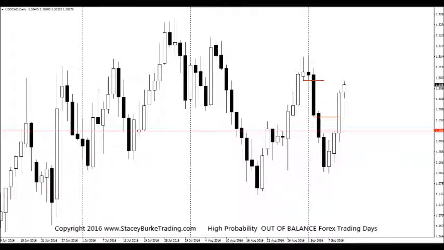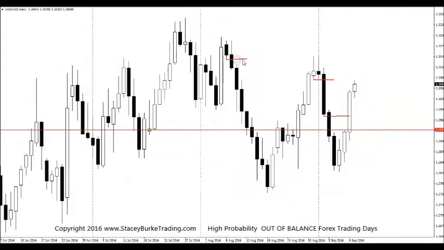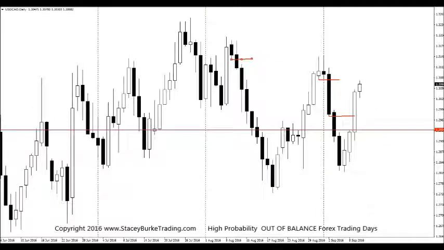But again, if you follow this through, you can see where candles go out of balance. There are high probability opportunities for the market to be reversing. And again, this big spike move up, retesting the low of the high period.